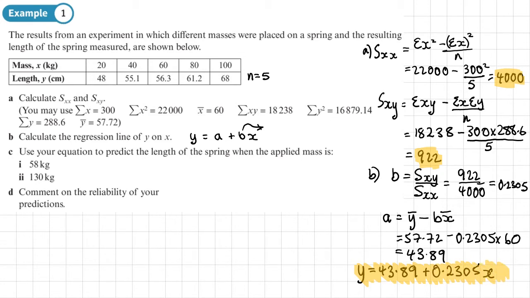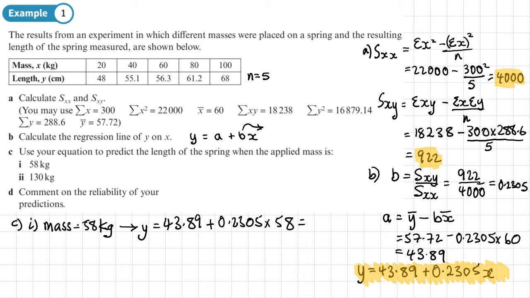So there's our line of best fit calculated mathematically. We'll move on to part C. Part C says use your equation to predict the length of the spring when the mass applied is, in part A, 58 kg, so mass equals 58 kg. So the mass is x, so we're substituting x into our regression line. So that will be y equals, and y is going to be the length, 43.89 plus 0.2305 times by 58.